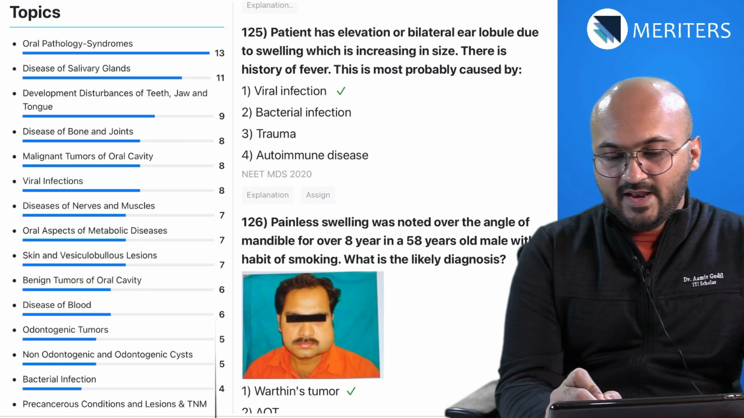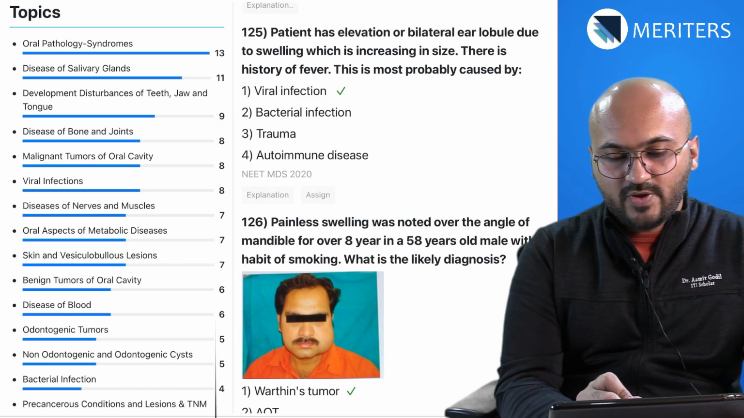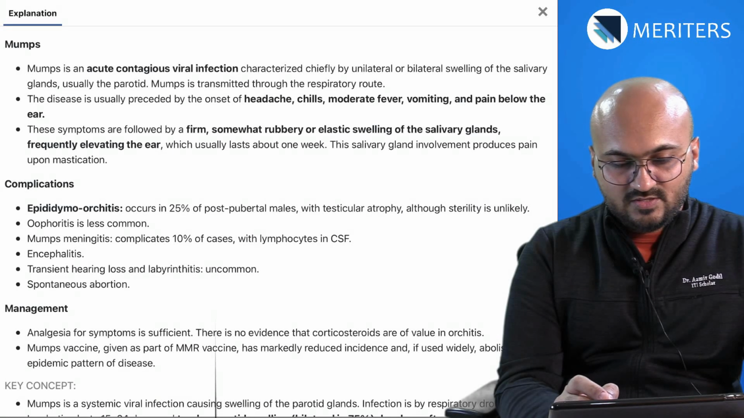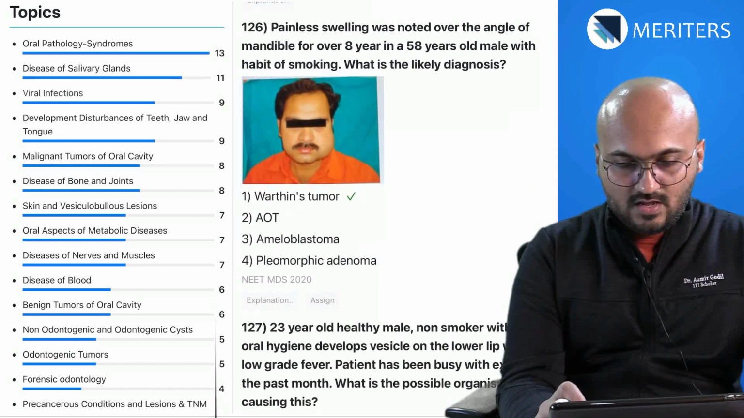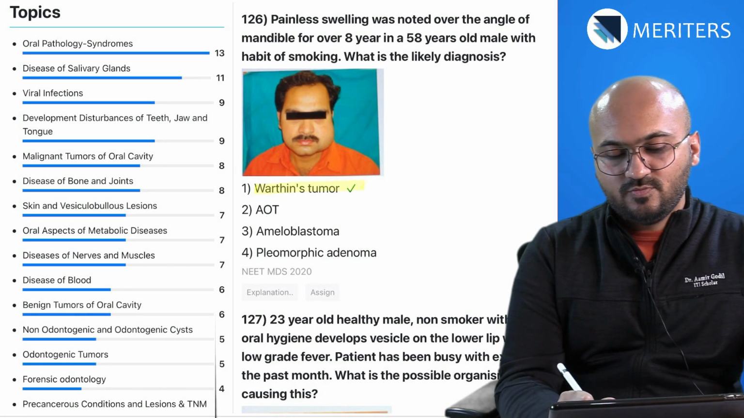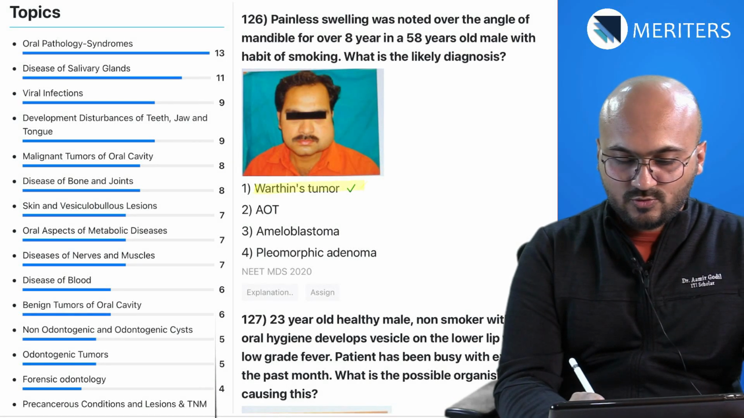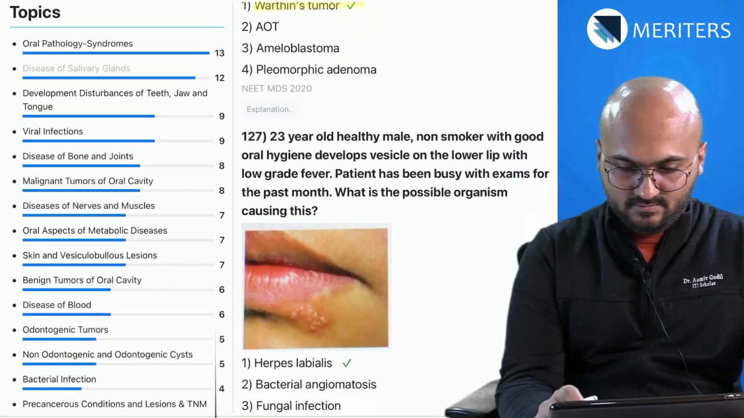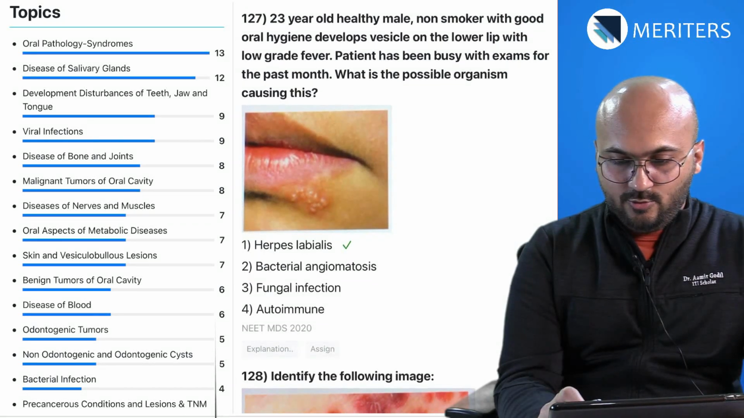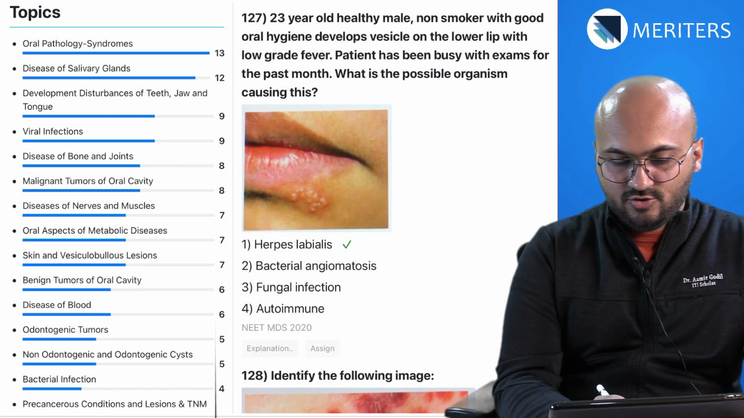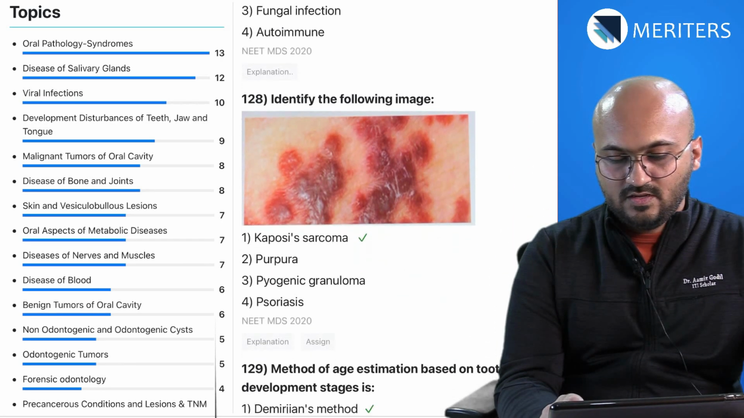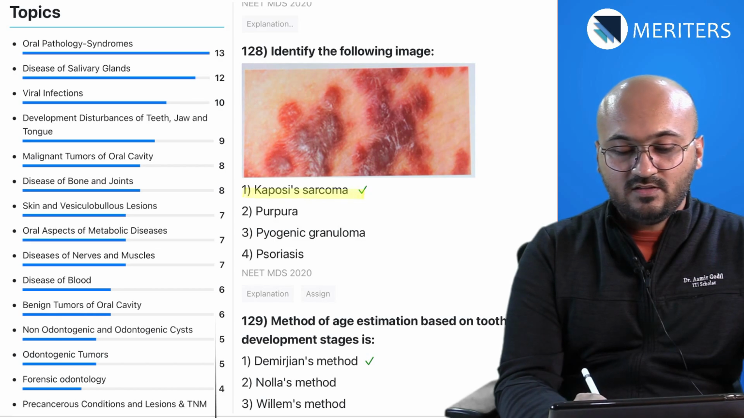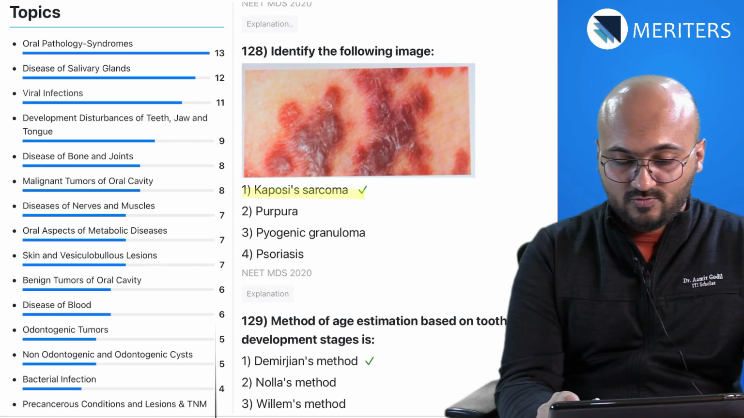Then elevation of bilateral ear lobule due to swelling which is increasing in size. This is viral infection. It is because of mumps. Then a clinical image of Warthin's tumor. You must have seen this in practice questions before. 23-year-old female showing herpes labialis, clinical image. So we'll put that in viral. This is Kaposi's sarcoma. This is the fourth question on Kaposi's sarcoma.